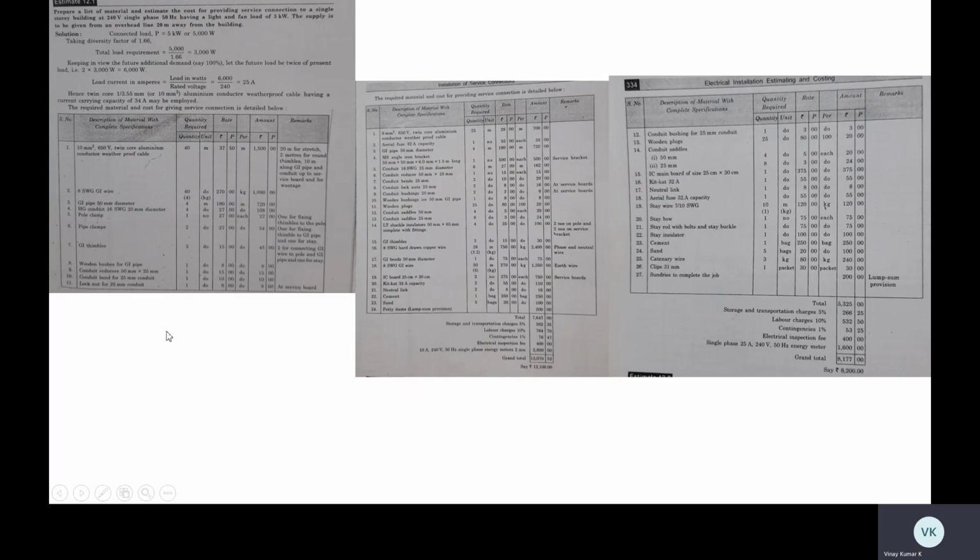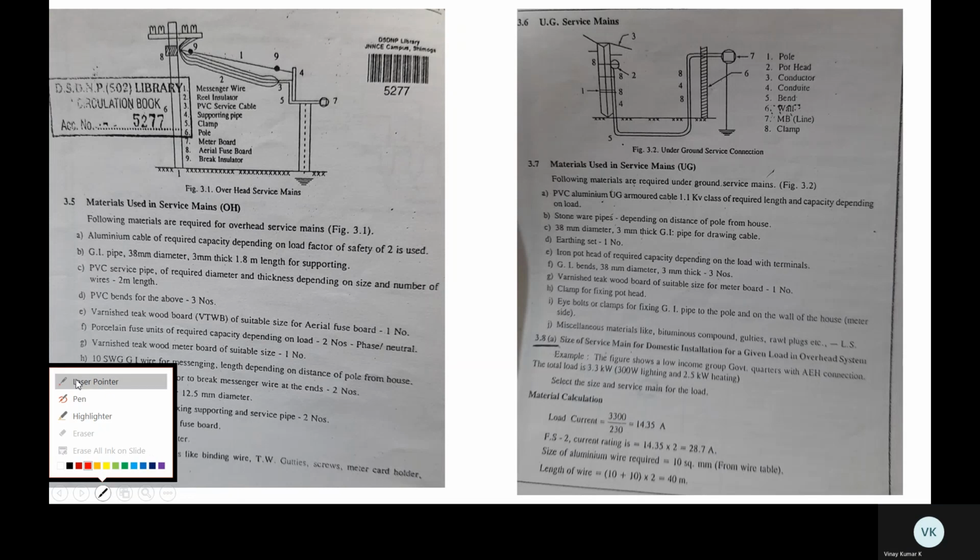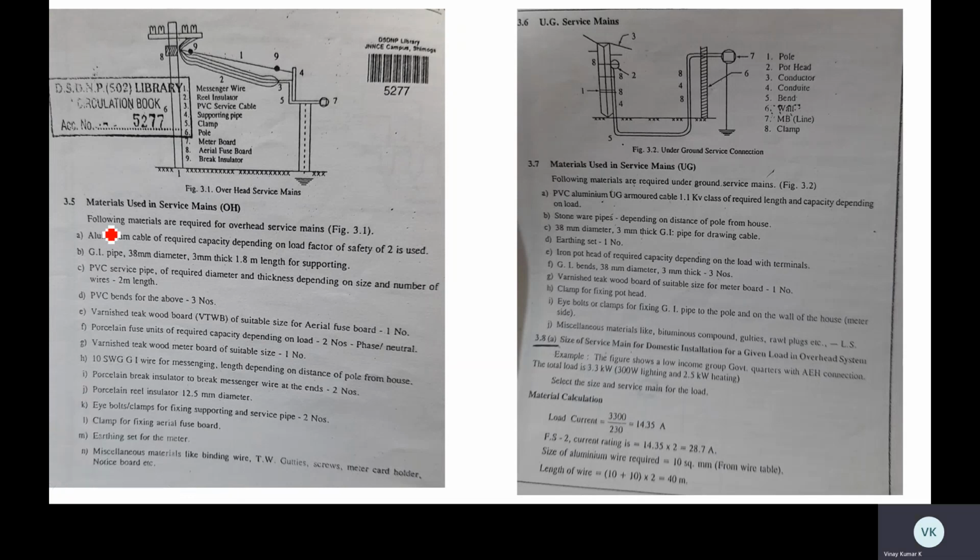What are the main materials used in service mains? That is, first, the service mains. What is meant by service mains? The actual service main starts from the distribution lines, the 11 kV distribution lines that we are getting from the distributor side, and goes to our home. This is the point which we can use at our home side.